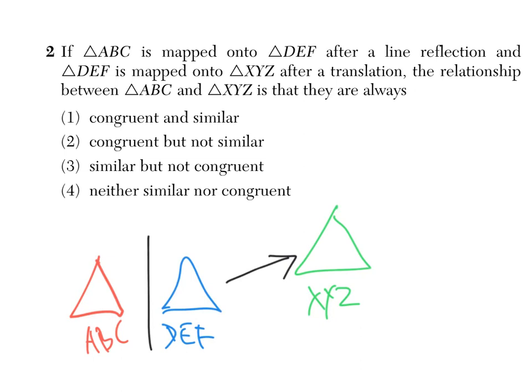Well, I recall a few things. If we're talking about reflections and we're talking about translations, distance and angle measure are always preserved. And so that means that the only option is that they are congruent and similar. The correct answer to number 2 is option number 1.